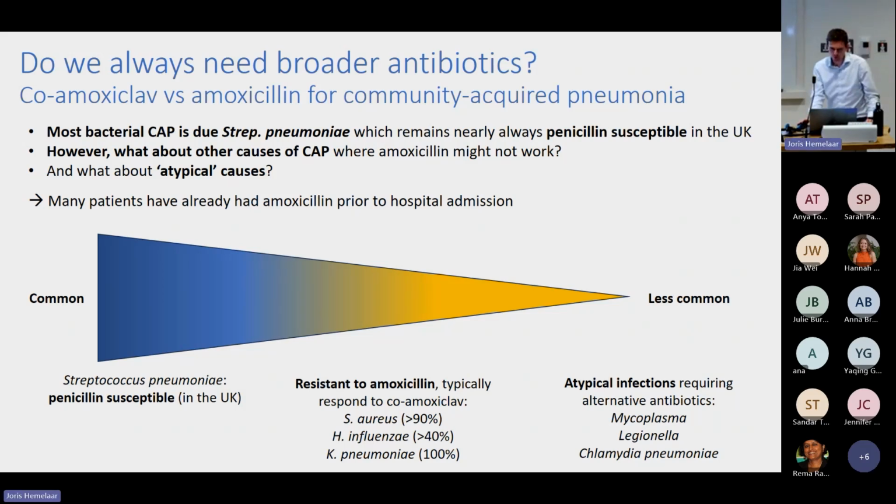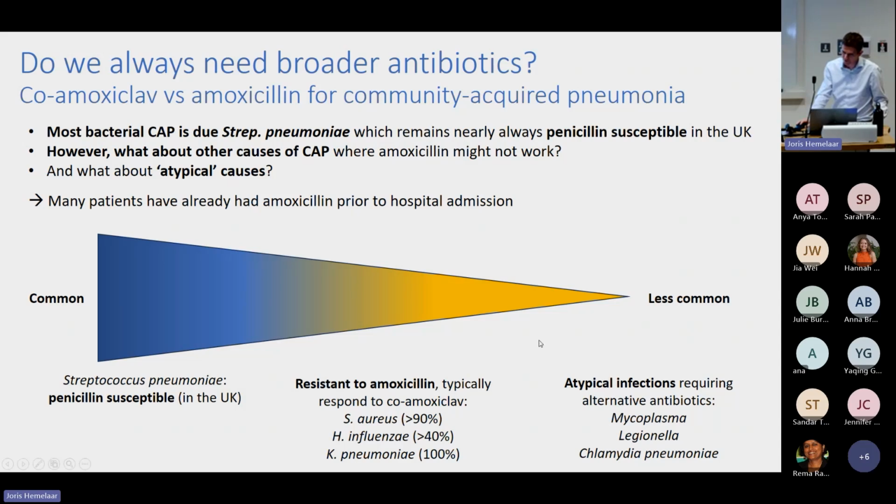In the middle, though, we have a whole bunch of different bacteria that can be variably resistant to amoxicillin. These include things like Staph aureus, Haemophilus influenzae, and Klebsiella pneumoniae. They all have different ways in which they become resistant, but they're less common. But there's a concern that they might cause pneumonia that then might not be effectively treated by amoxicillin.